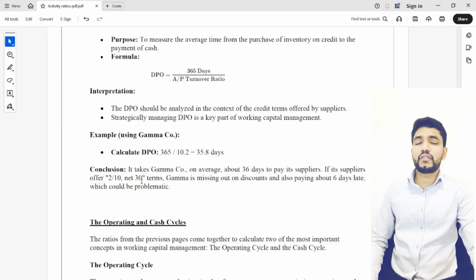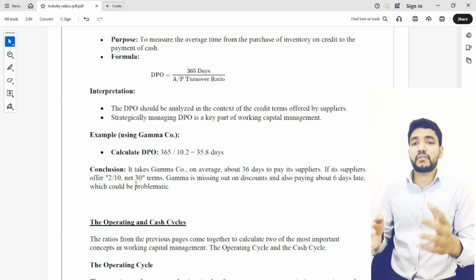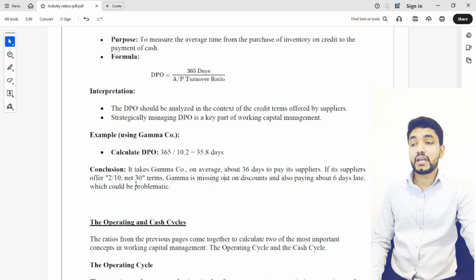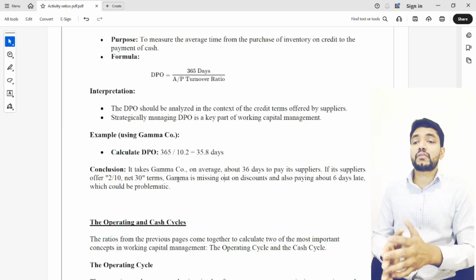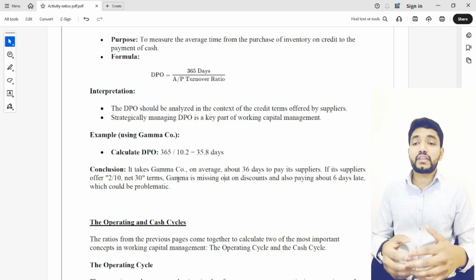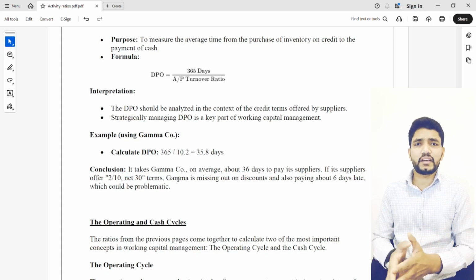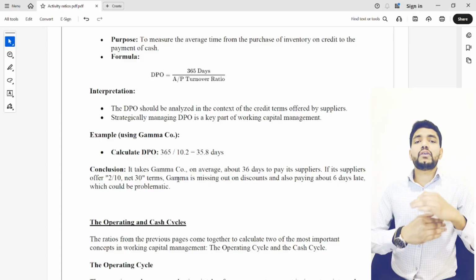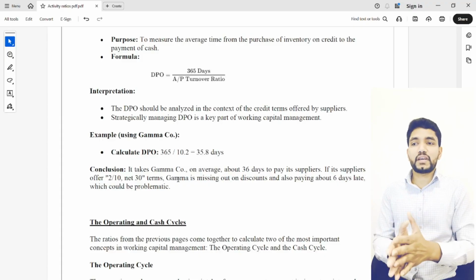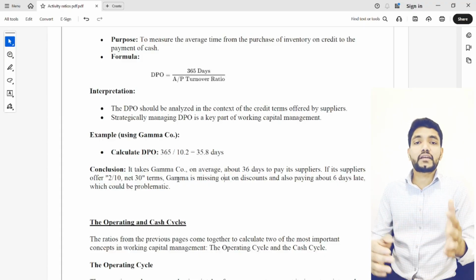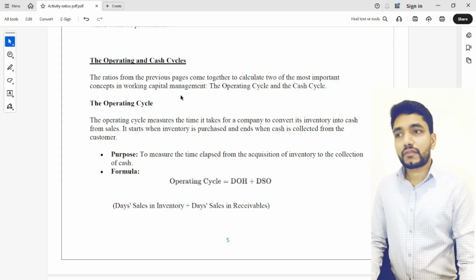Just assume this should be compared with our agreed credit terms with the supplier. If the agreed net credit terms is 30 days, this company is missing out on discount and also paying 6 days late, which could be problematic in some cases. So it should be analyzed supplier by supplier with the agreed credit terms.